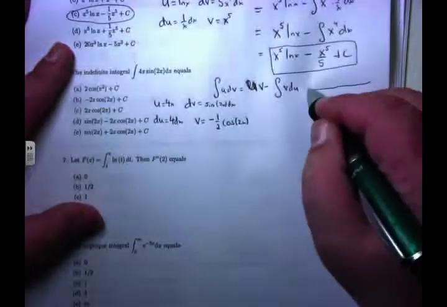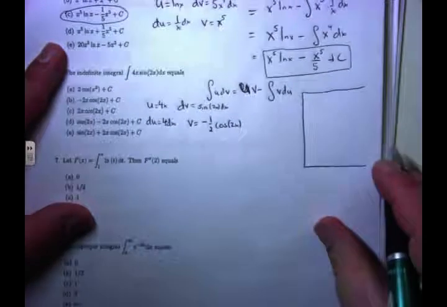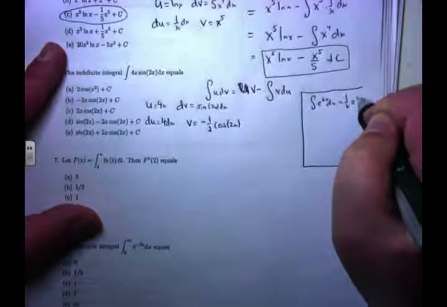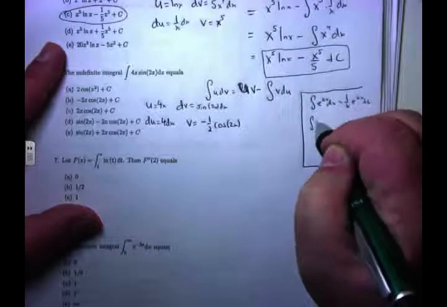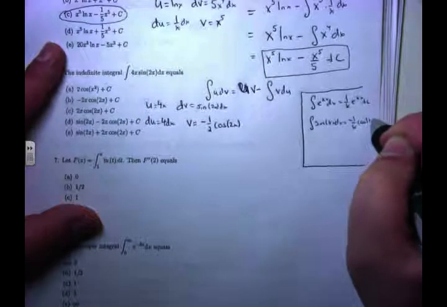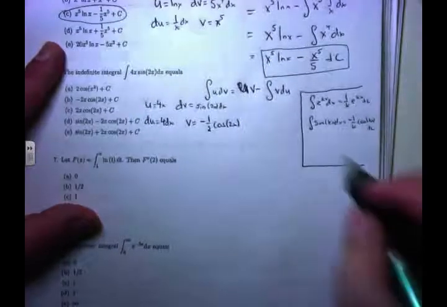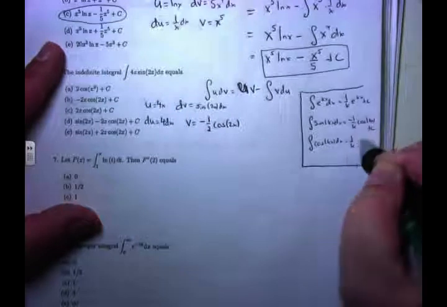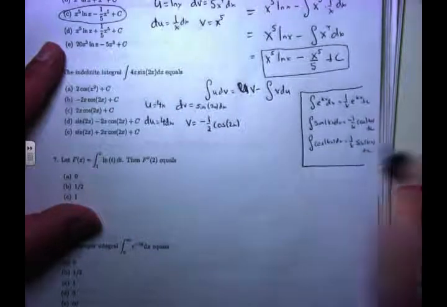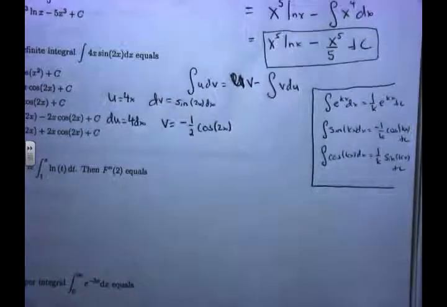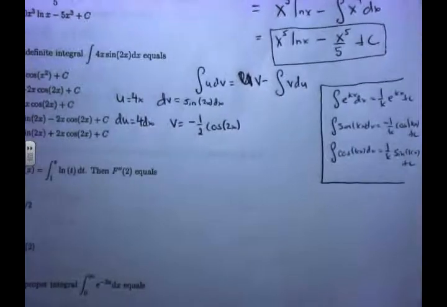Just because this is the final exam and I'm really trying to help you guys out, just remember this. The integral of e to the kx dx is 1 over k e to the kx plus c. The integral of the sine of kx dx is negative 1 over k cosine of kx plus c. And the integral of the cosine of kx dx is 1 over k sine of kx plus c. These were my rules that I have memorized when we introduced the fast u substitution rules. They're very helpful in these integration by parts problems.